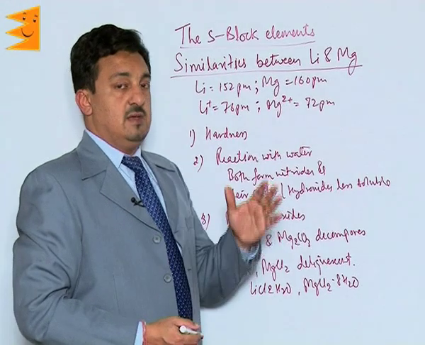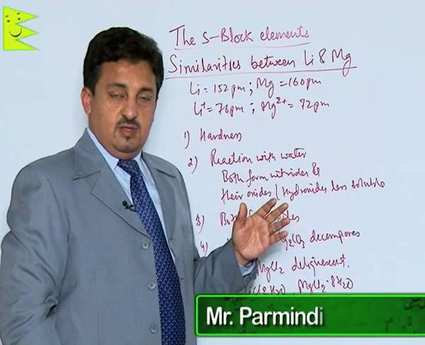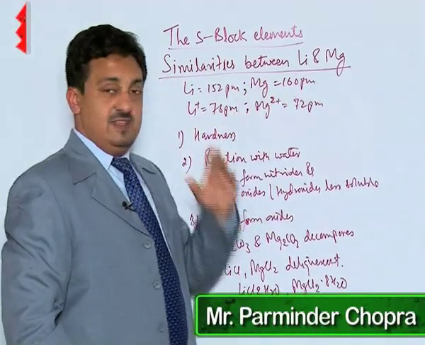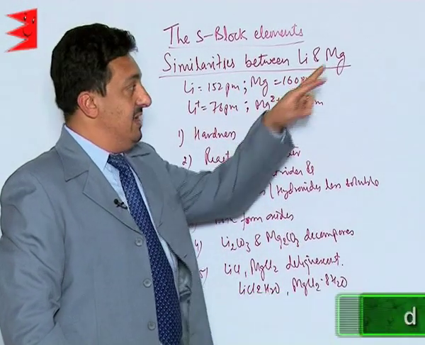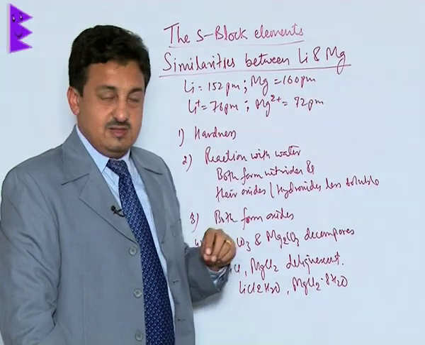Now let us see the diagonal relationship between lithium and magnesium. So we will be doing similarities between lithium and magnesium. We know that lithium belongs to group 1, alkali metals, and magnesium belongs to group 2, alkaline earth metals.